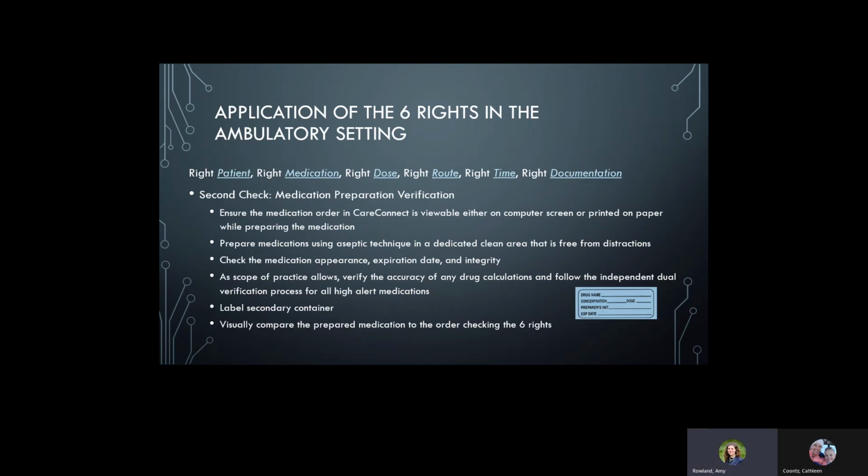The second check happens while preparing the med. Again, visually compare the prepared medication to the order, checking all 6 rights. Make sure any secondary container is labeled appropriately, and if the medication is in a syringe, that the correct size needle for the delivery route is in place.